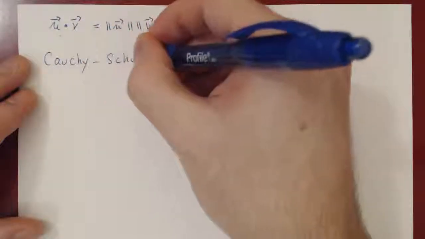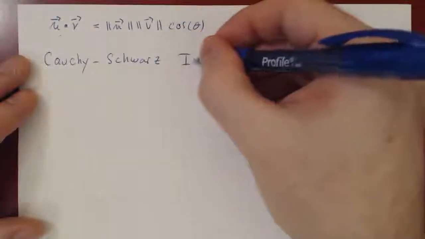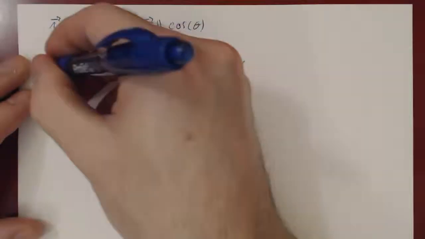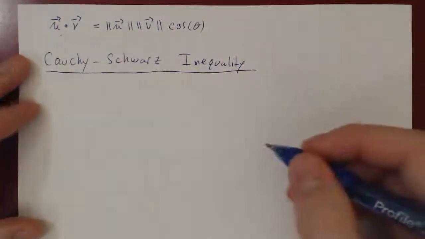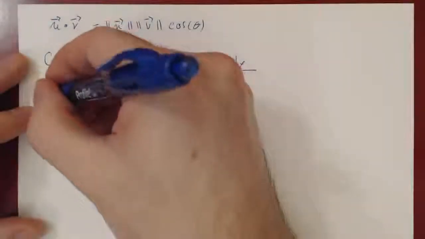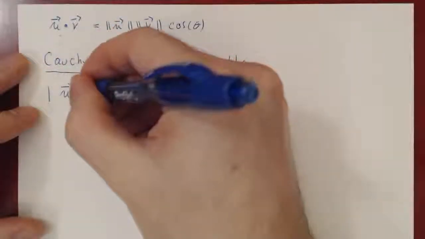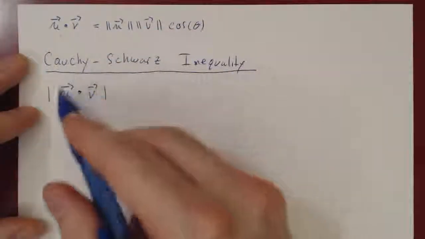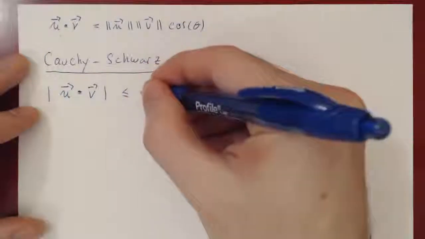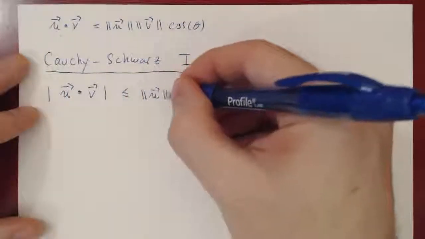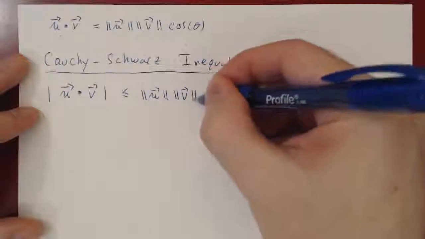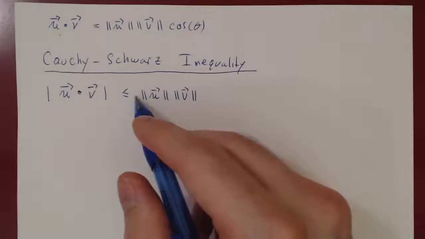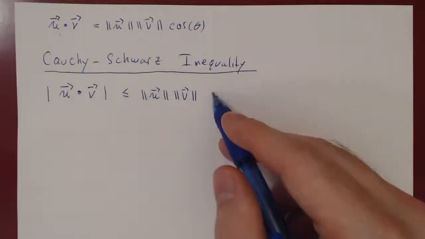Cauchy-Schwarz inequality. And what it says is actually quite simple. In absolute value, the dot product between u and v, and recall that the dot product is again a real number, can never exceed the product of the two norms of both vectors. So if you dot u and v and take the absolute value of this, it will never be bigger than the norm of u times the norm of v.